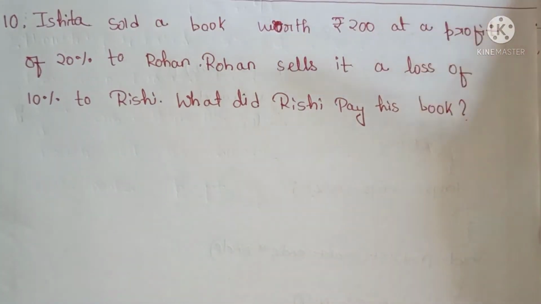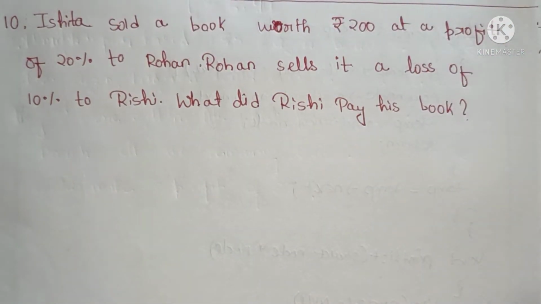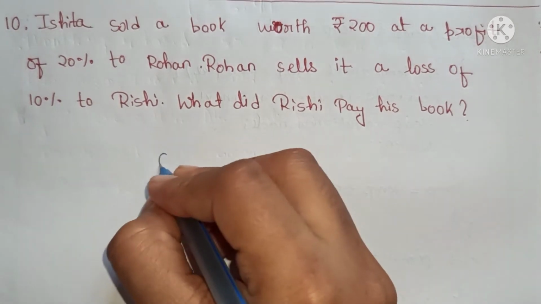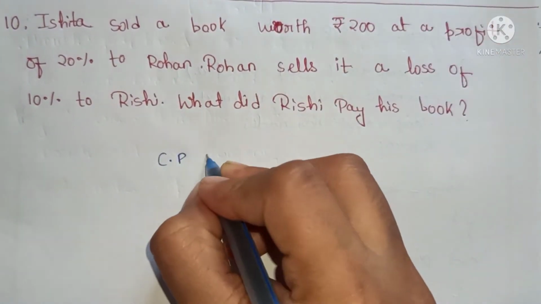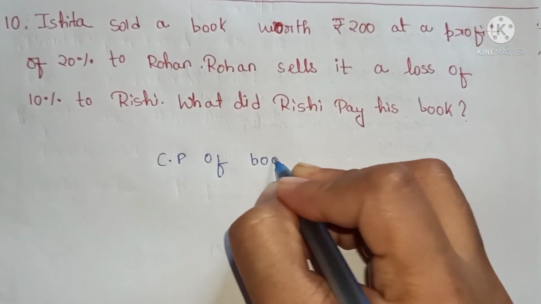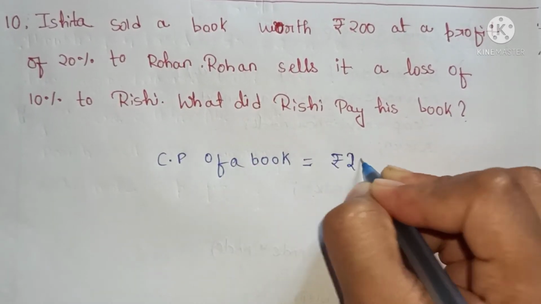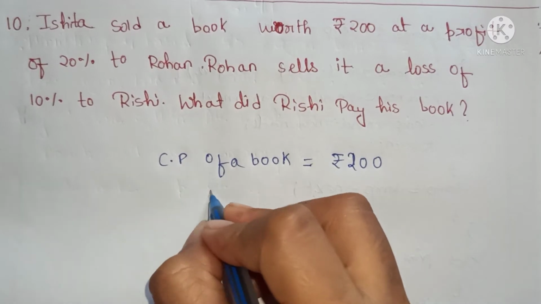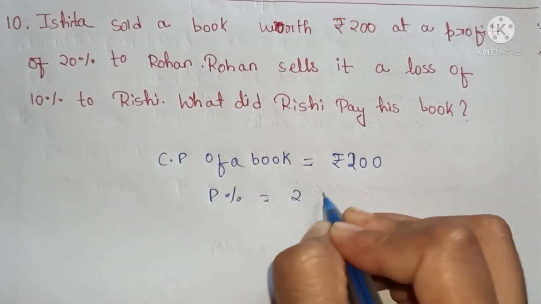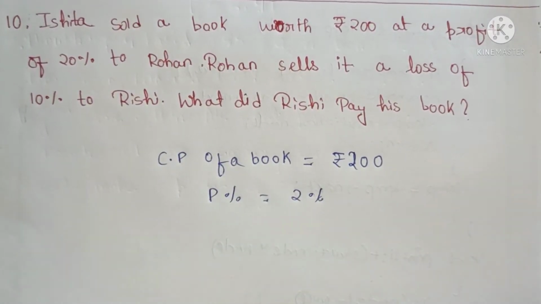Ishita sold a book worth rupees 200 at a profit of 20% to Rohan. So Ishita is selling a book. The cost price of the book is rupees 200. Okay. So she is selling it at a profit, and the profit percentage is 20%.